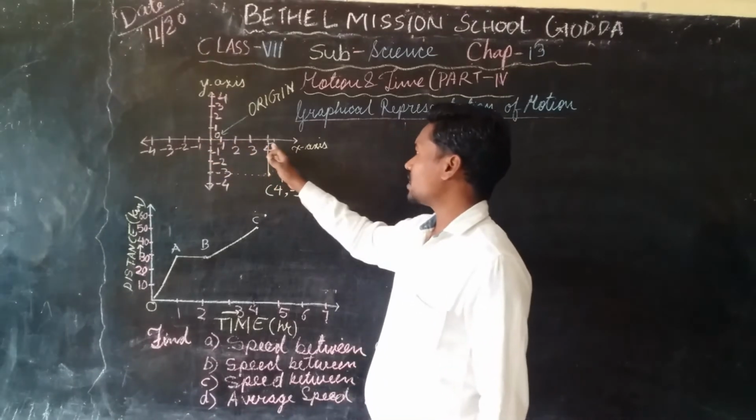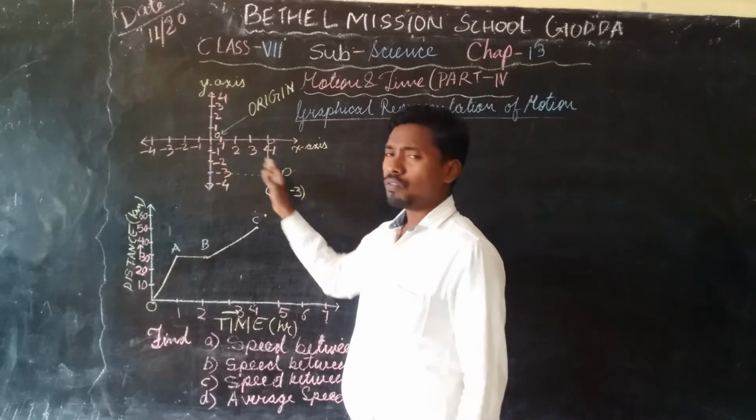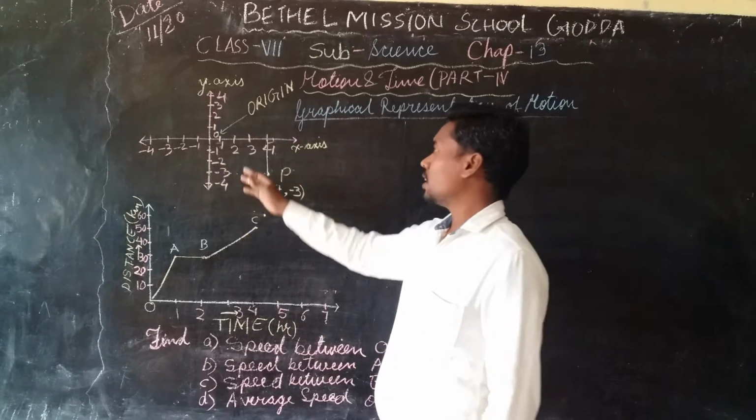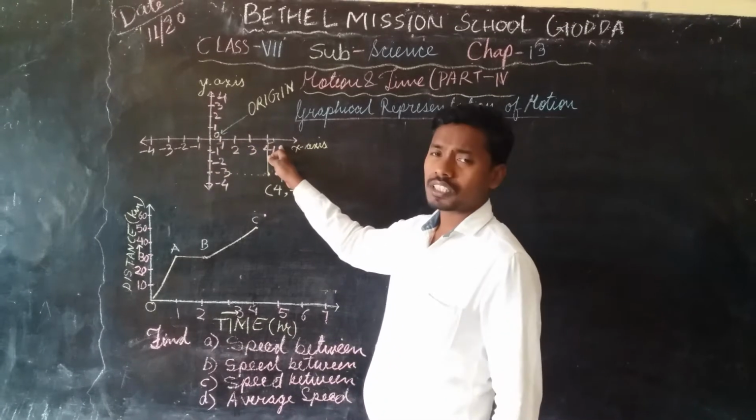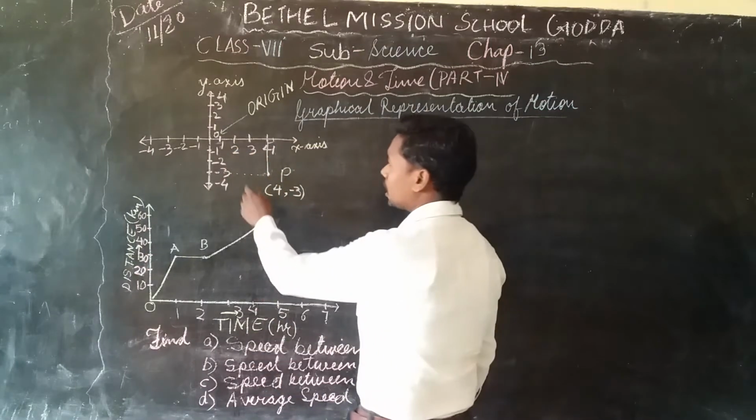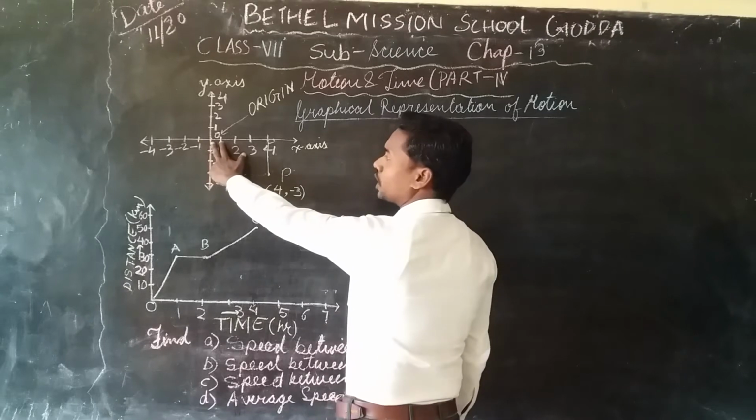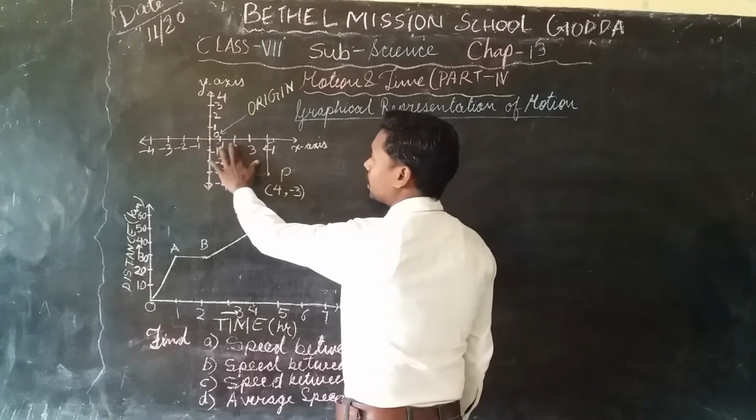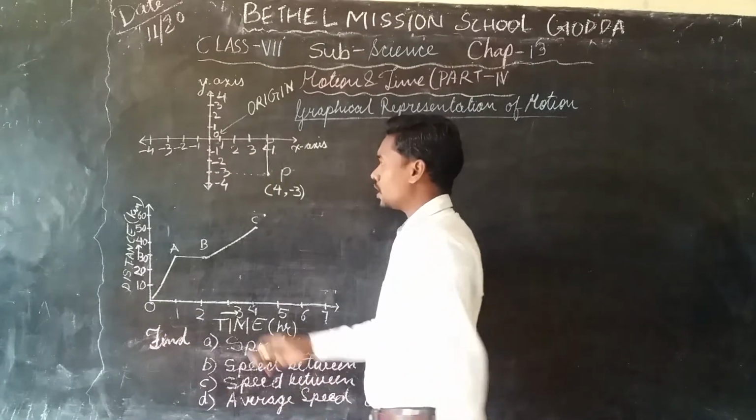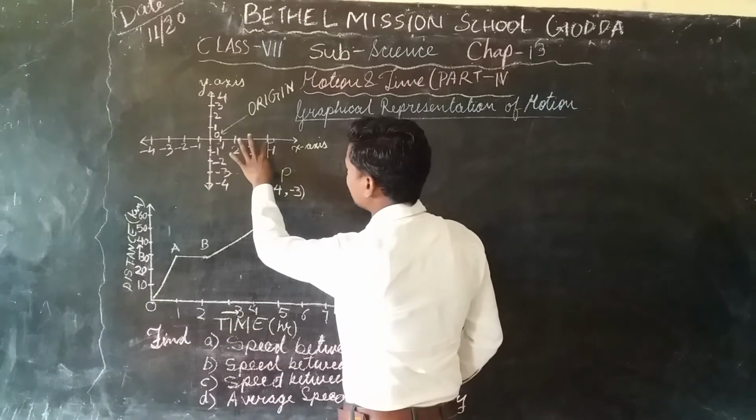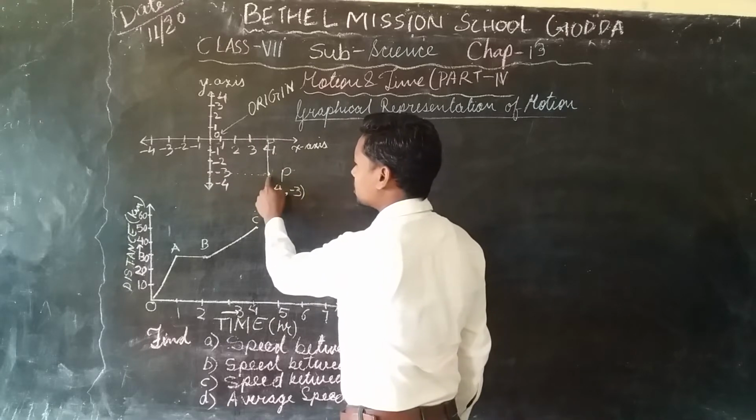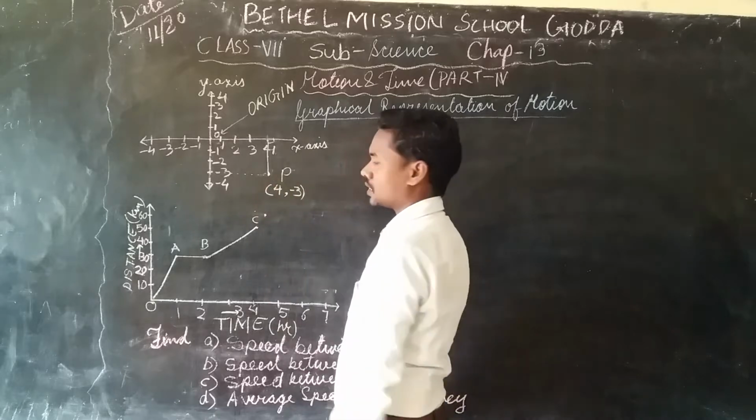The reading on the x-axis tells us how far is the point from the y-axis. You can see, for example, if the point is here, it is 1 unit away. If the point is here, it is 2 units away. If the point is here, it is 3 units away. If the point is here, it is 4 units away. So this reading on the x-axis tells us how much far is this point from the y-axis.